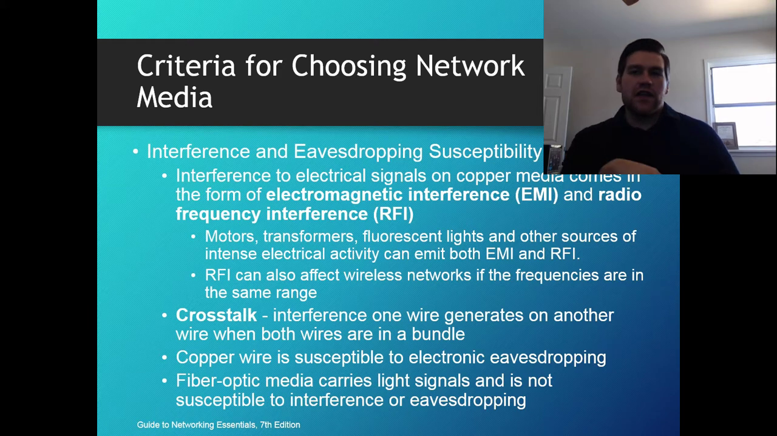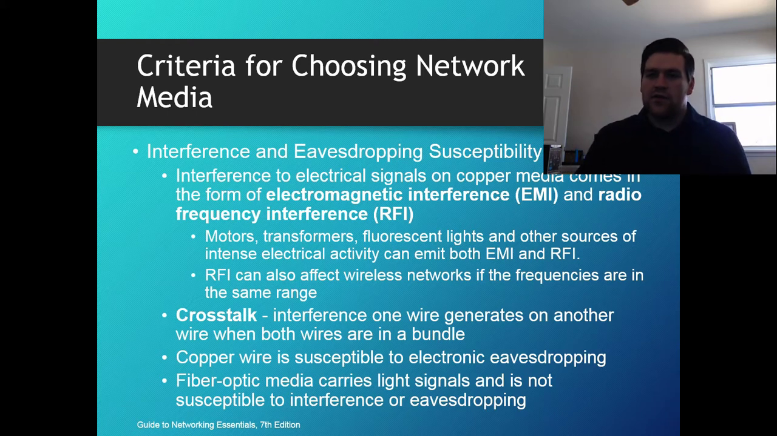And RFI is usually a result of other radio devices that would be transmitting signals on a similar or the same frequency. So RFI is usually caused by other wireless access points on the same channel. Microwaves are a big cause of RFI, and cordless phones, not cell phones. Cell phones are on a completely different frequency, but cordless phones interfere with 5 gigahertz networks typically. Okay, and of course, fiber optic is not susceptible to interference or eavesdropping.